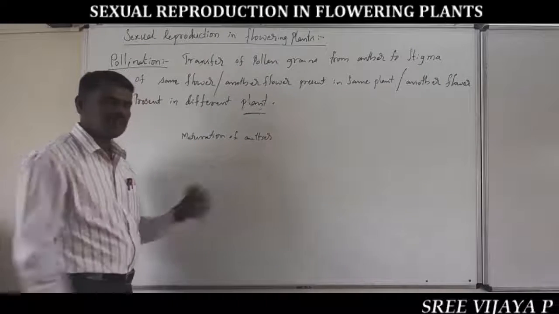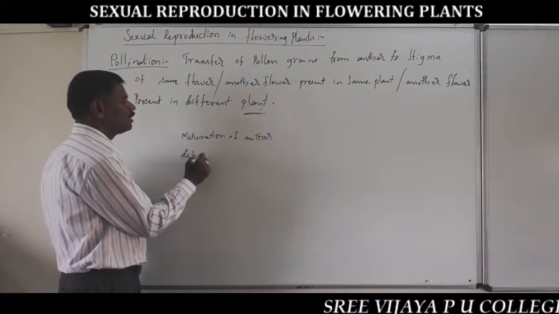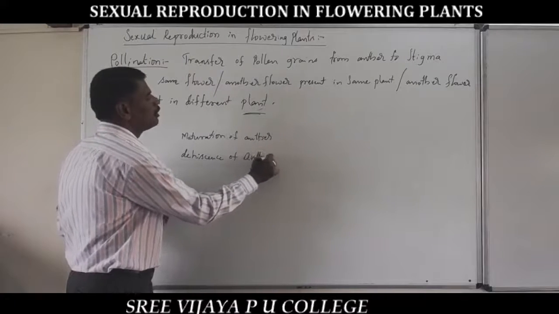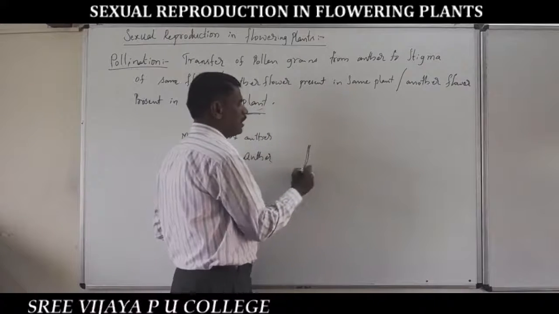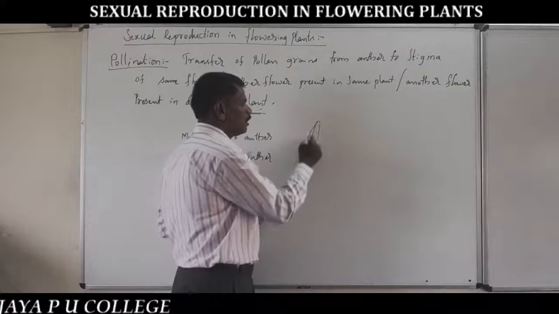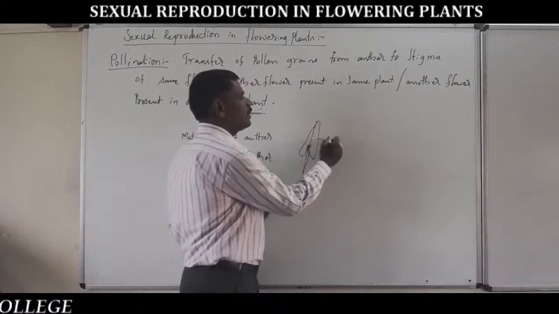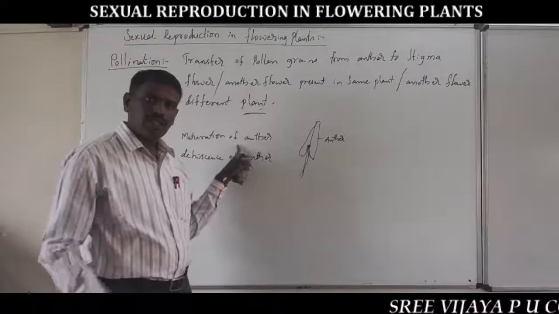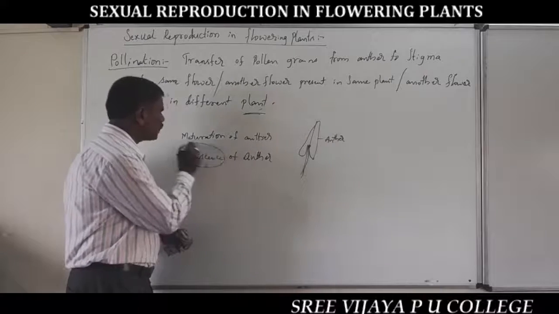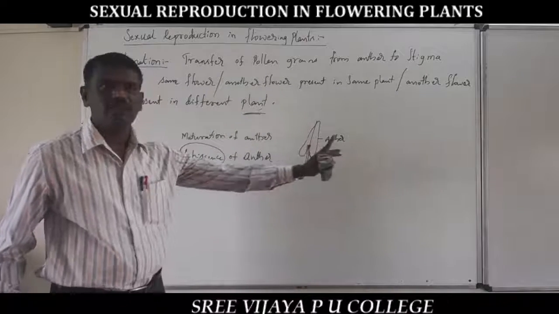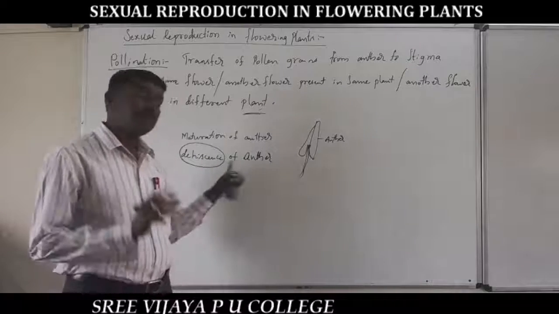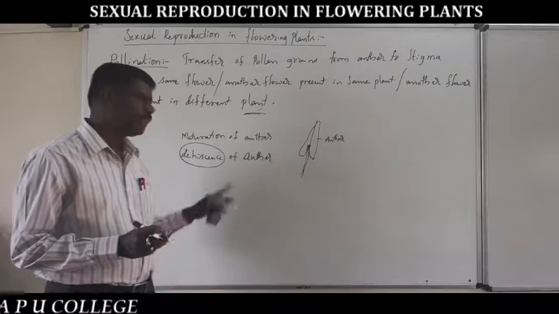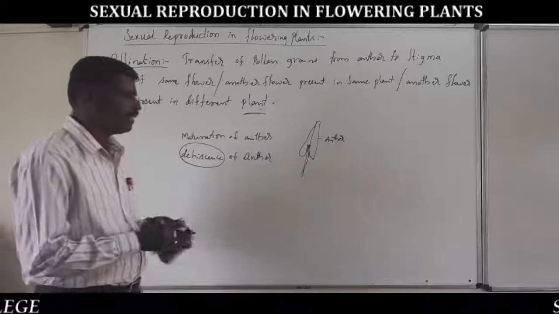After maturation of the anther comes dehiscence of the anther. For example, this is the anther. After the anther completely matures, the dehiscence process, that is the breakdown of the anther, will occur. That is the prerequisite process of pollination. The maturation of the anther and dehiscence of the anther is required.